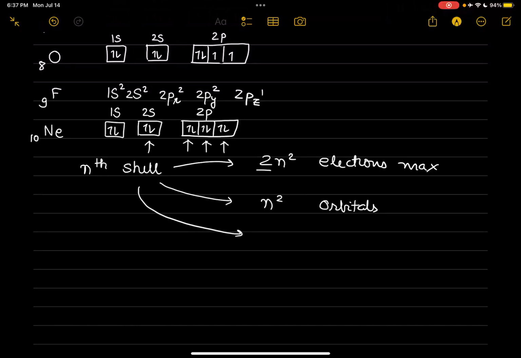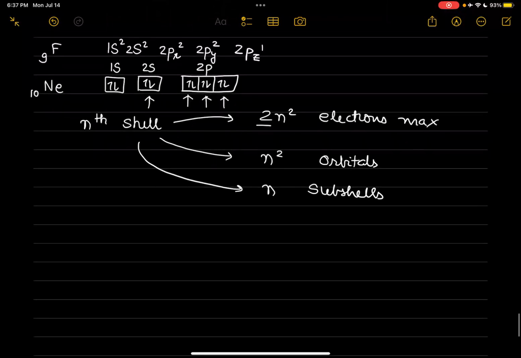And subshell, n subshells. Two subshells, the s subshell and the p subshell. Got it? Clear? n square orbitals. For example, 2p. If nothing else is said, it is the 2p subshell. A subshell actually consists of a group of orbitals with different directions. What is the value of n? n is 2.